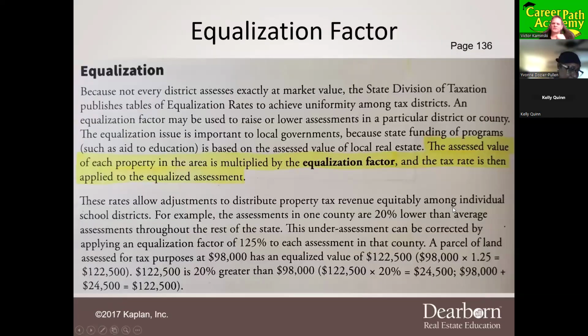All right. So equalization factor is because we have some richer counties and poorer counties throughout the state. An equalization factor is a way to make sure that all municipalities are paying their fair share and some are not paying more than others. So an equalization factor is a factor that can be applied to the assessed value to make sure everybody's paying their share appropriately.